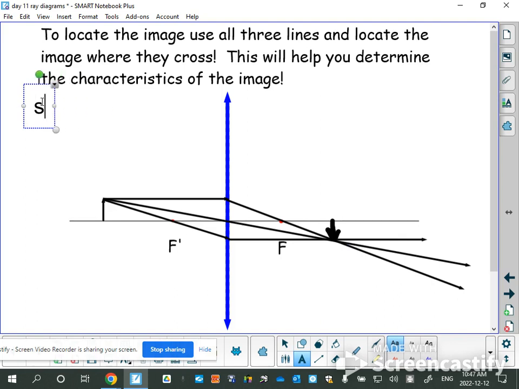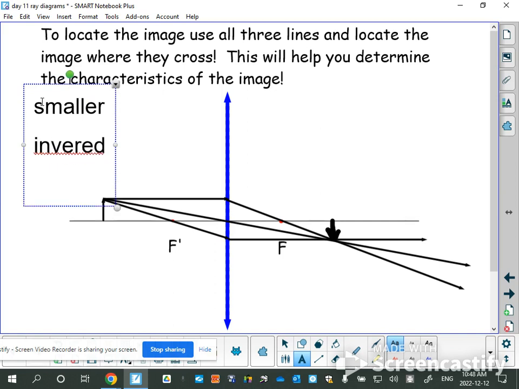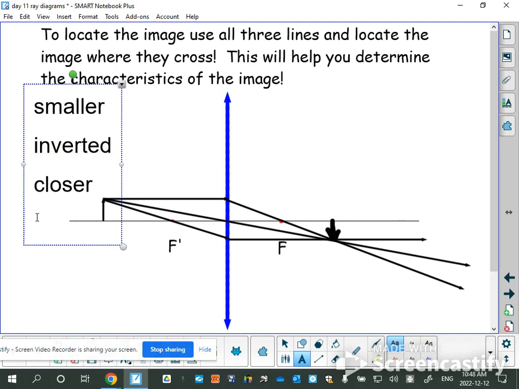I'll start with the smaller. And its attitude, inverted. Its location, well, that seems to be closer. And if I had a screen, I'd move the screen back and forth until it focused here. I also know all inverted images are always real, so I can state my 4 characteristics quite easily. So that's my first example.